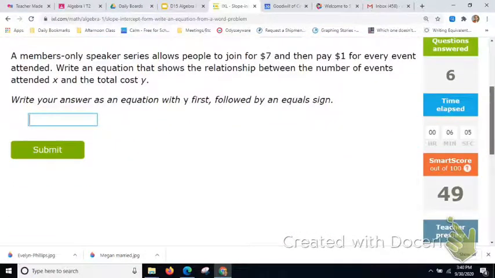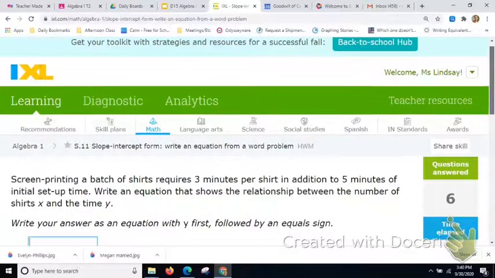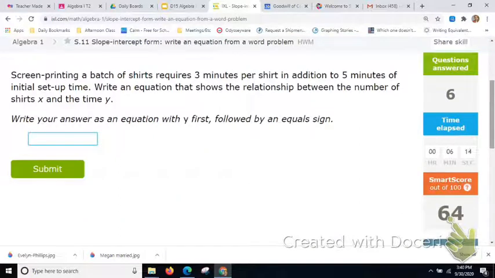I'm going to try to jump ahead and see if we get more difficult here. All right, so this says screen printing some shirts. I know I'm going to have y first. That's my time. And then the x is the number of shirts. The y is the minutes. The x is the number of shirts. So this says 3 minutes per shirt. So that's 3x. And there was 5 minutes of setup time.